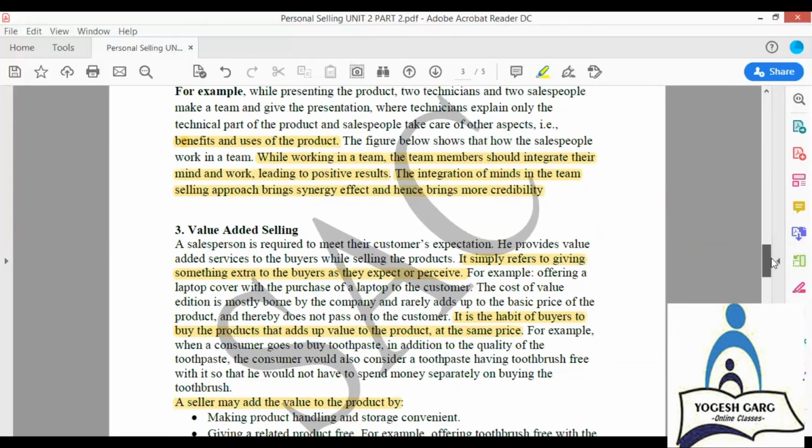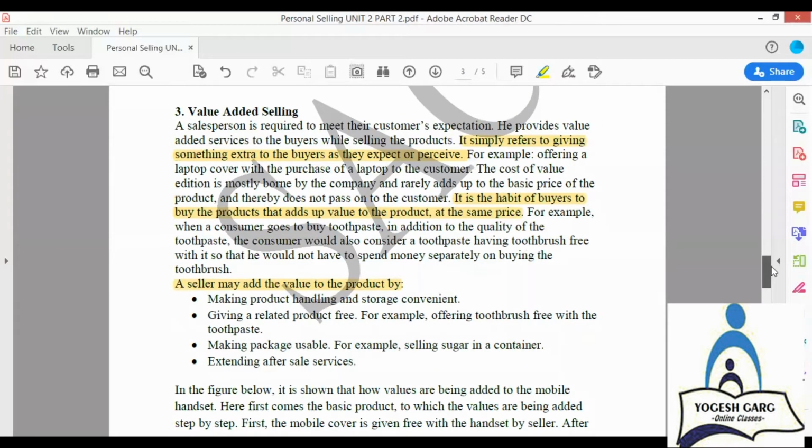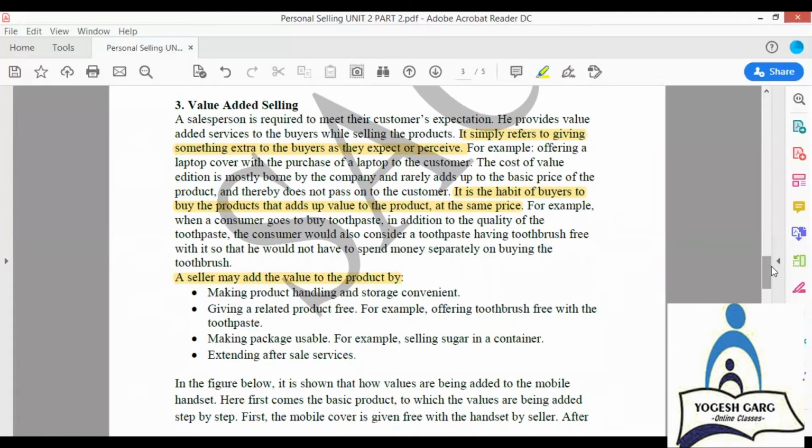Now the third is very simple, and we are very aware of this approach. The reason is that every customer looks for value added selling. What is value added selling? Whenever you're buying a product, what extra items or extra benefits are given by the seller to you.